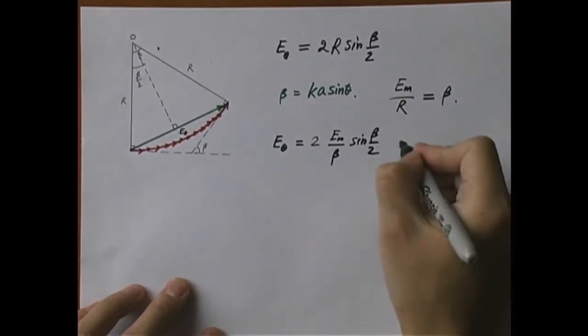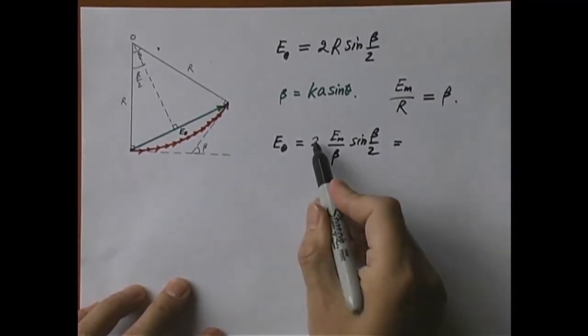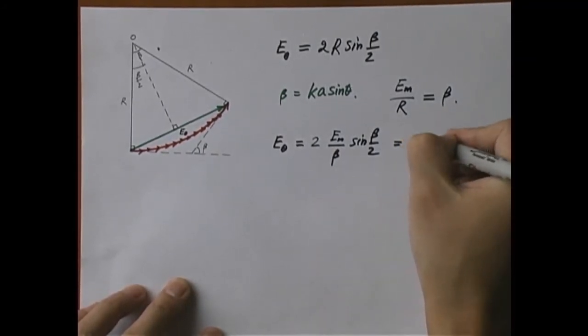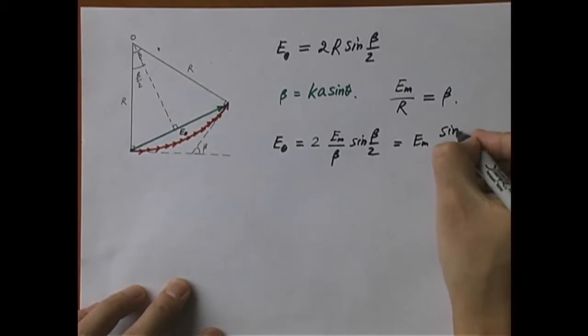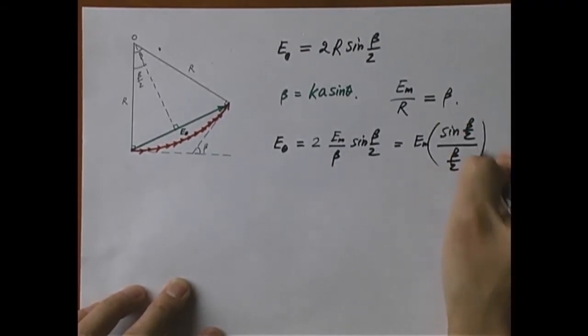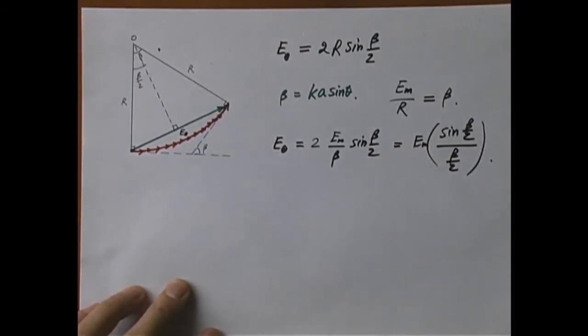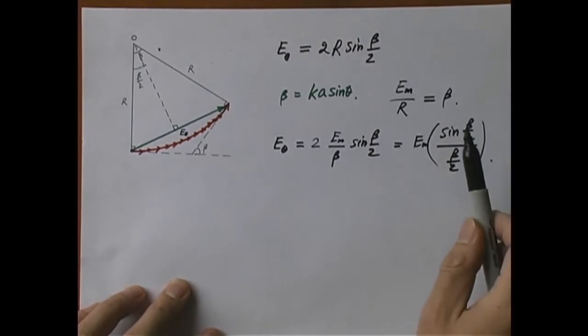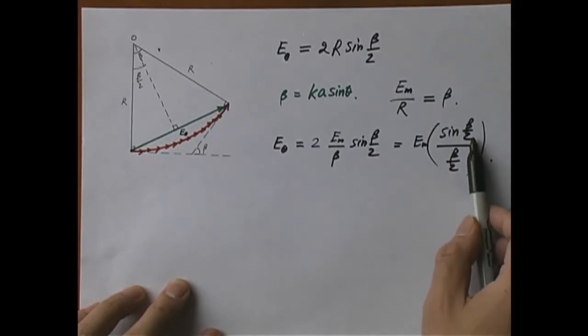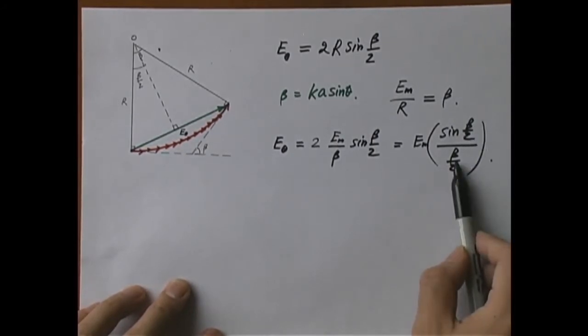Okay, now let's rewrite this. What I can do is move that 2 downstairs. That becomes E maximum sine beta over 2 divided by beta over 2. You see, this is interesting. This is a function with an argument of beta over 2. Let's say we call beta over 2 alpha. Then this is basically just sine alpha over alpha.